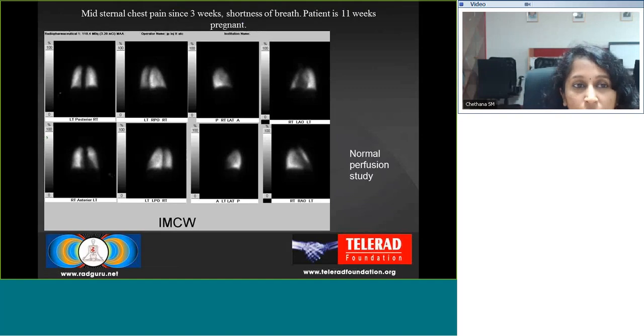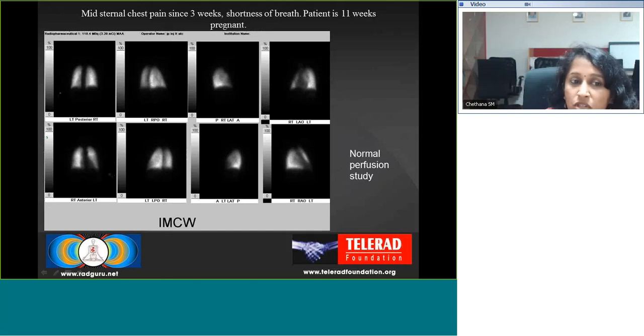The second patient came with mid-sternal chest pain since 3 weeks, and shortness of breath. The main important indication in this patient is that she is 11 weeks pregnant. So only perfusion images were obtained, and these are the perfusion images of the left lung, left posterior, right posterior oblique. Sorry, this is right posterior oblique, right lateral, and left anterolateral, anterior oblique, and these are the anterior, left posterior oblique, and left lateral and right anterior oblique images.